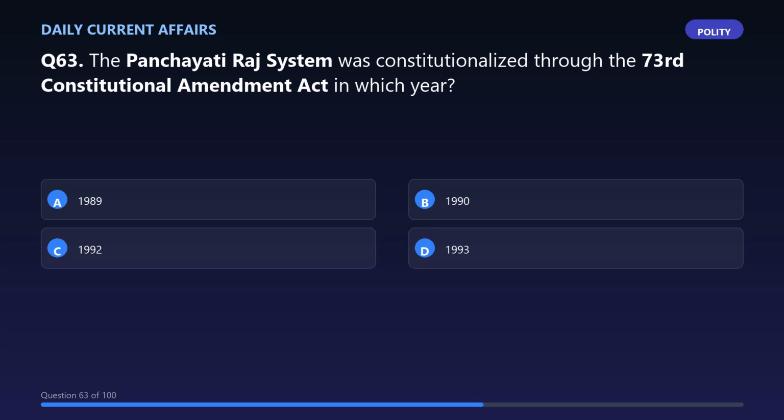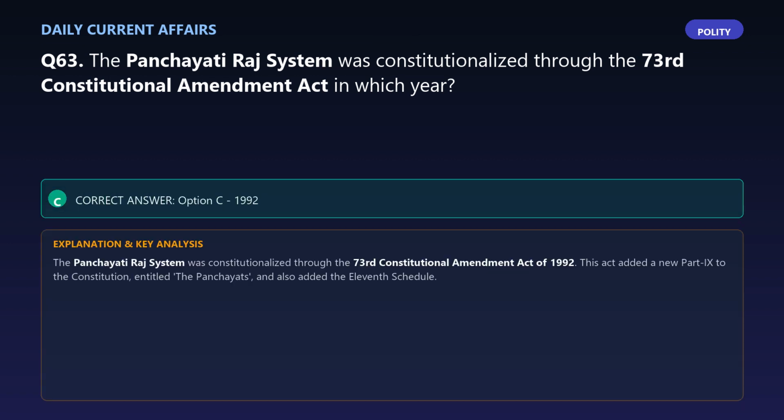Question 63. The Panchayati Raj system was constitutionalized through the 73rd Constitutional Amendment Act in which year? The correct answer is option C, 1992. Explanation: the Panchayati Raj system was constitutionalized through the 73rd Constitutional Amendment Act of 1992. This act added a new Part 9 to the Constitution, entitled the Panchayats, and also added the 11th schedule.